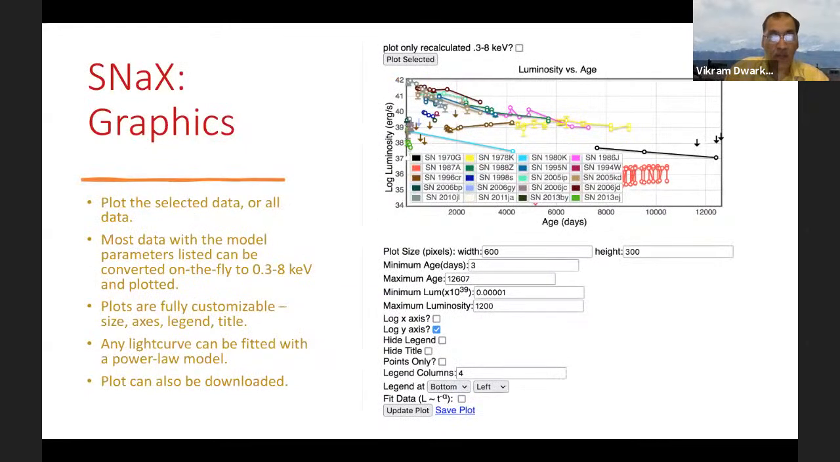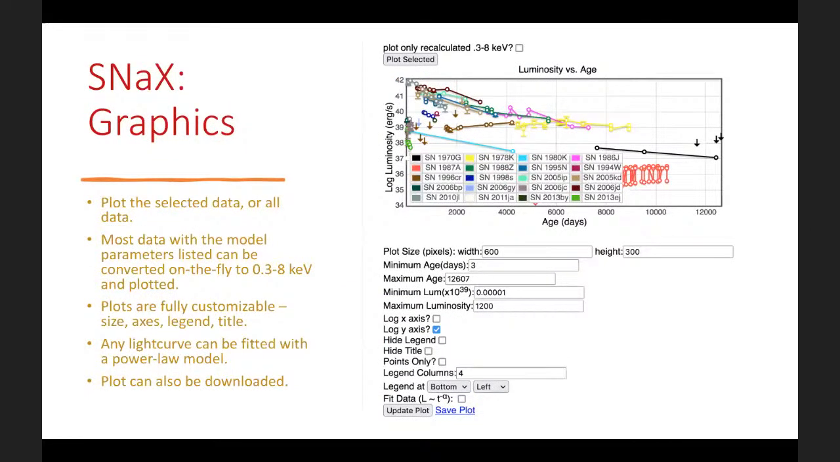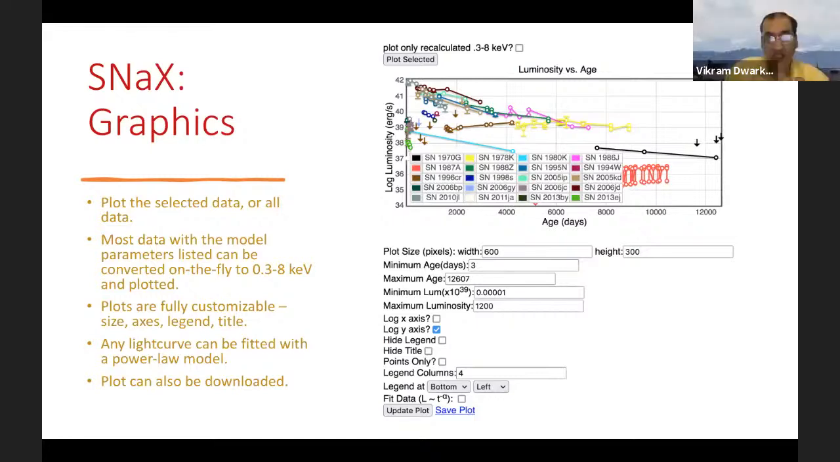SNaX has a very powerful graphical interface. So you can plot the data in any way you want. You can customize the plots completely, according to the size and the axes. You can have the legend customized, how many columns you want and where you want it. You can customize, of course, all the titles and so on. And once you're fully satisfied with your customized plot, you can download it.